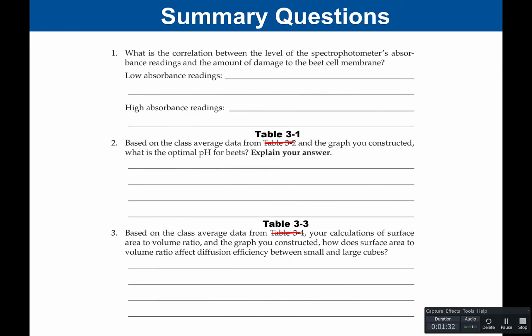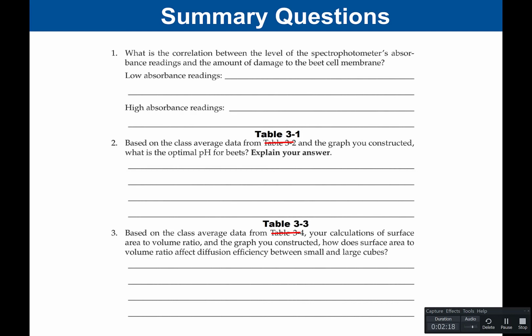So I just wanted to give you a little bit of information about how to go about answering your summary questions. Number 1 says, what is the correlation between the level of the spectrophotometer's absorbance readings and the amount of damage to the beet cell? The first one says low absorbance. What you want to write there is, does the low absorbance mean that there is less pigment in the solution and less damage, or more pigment in the solution and more damage? So you want to relate the absorbance to not only the damage, but the amount of pigment. Make sure you include that in both your answer for the low absorbance and the high absorbance.